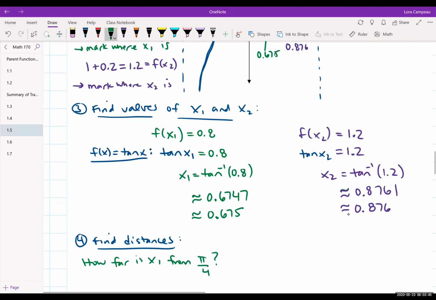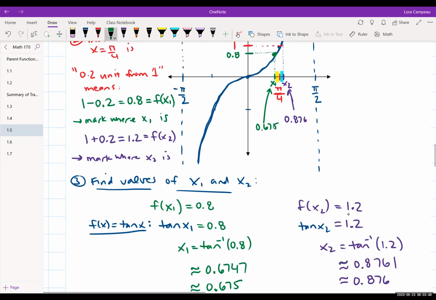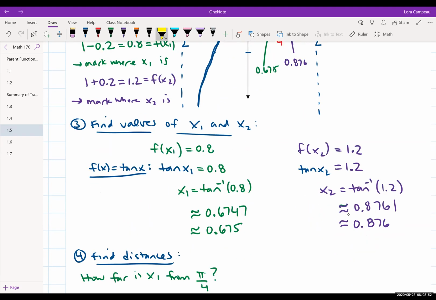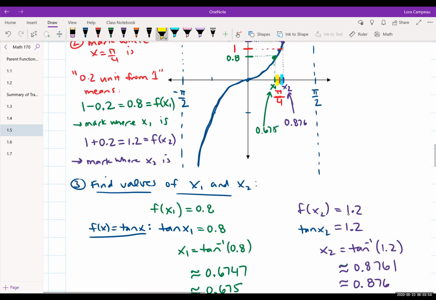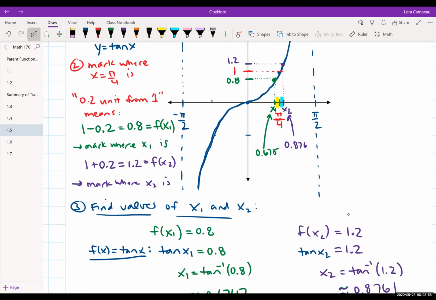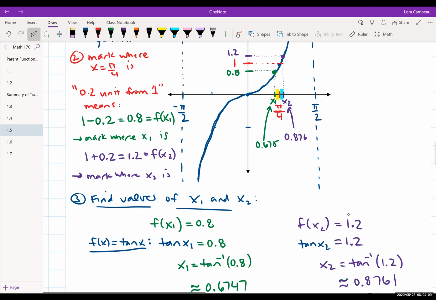So if I go back, that is our yellow distance. So we're going to have this one, just kind of how far. I highlight that to go with that. So you can kind of play with distances. If I see what they look like on the graph, the best way I can describe this is I'm looking at pi over 4, subtract off 0.675.